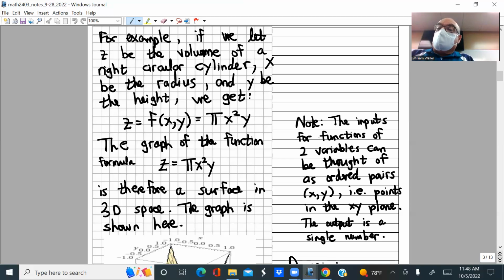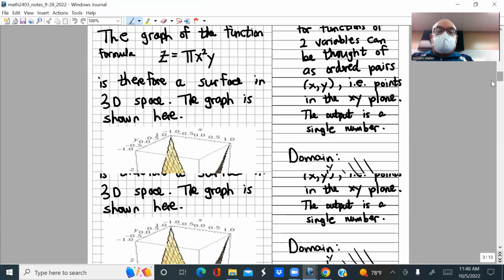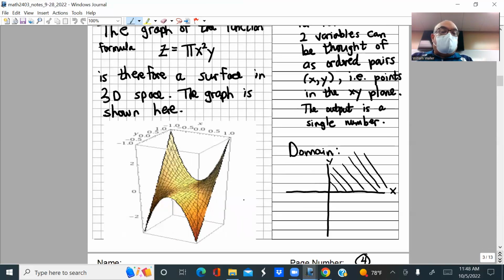So of course, when you're graphing this function, you're thinking of your inputs as existing on the xy plane. You can't really see the xy plane very well in this picture. I guess the xy plane is across here, something like this. So your inputs there are the points in the xy plane. And then, of course, your output value is a single number. It's just a number on the z-axis, correct?